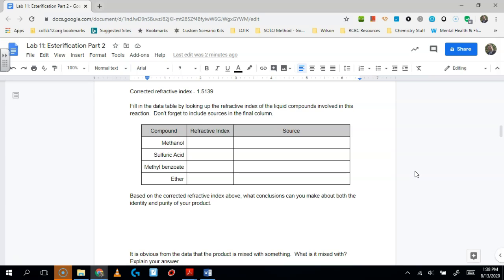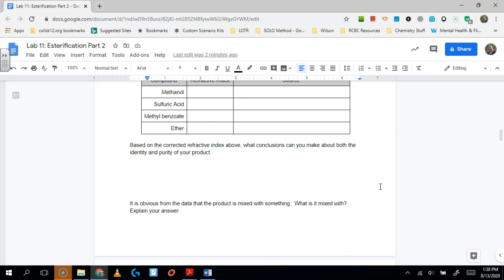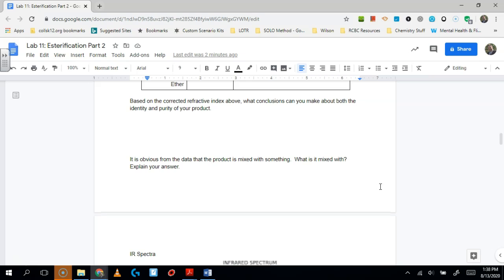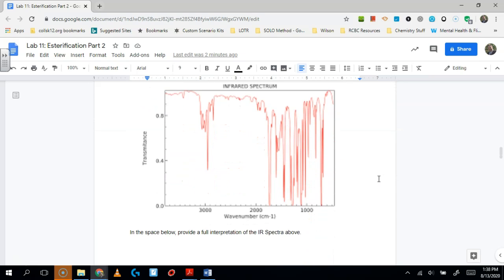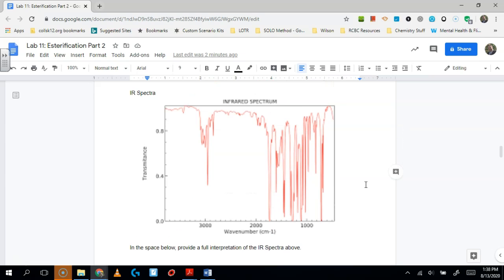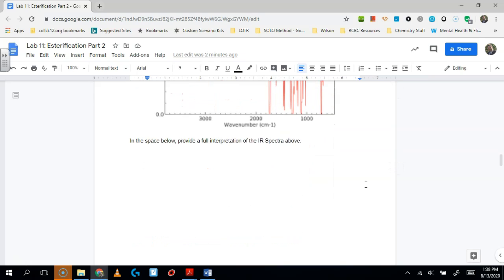And in order to analyze that, you're going to have to know what the refractive indices of the other components of the reaction mixture are. So you're going to have to make sure you cite them, and then you're going to determine the purity and what it is mixed with. And now you have IR spectra. You can do a complete interpretation of the IR to determine if it's methyl benzoate.